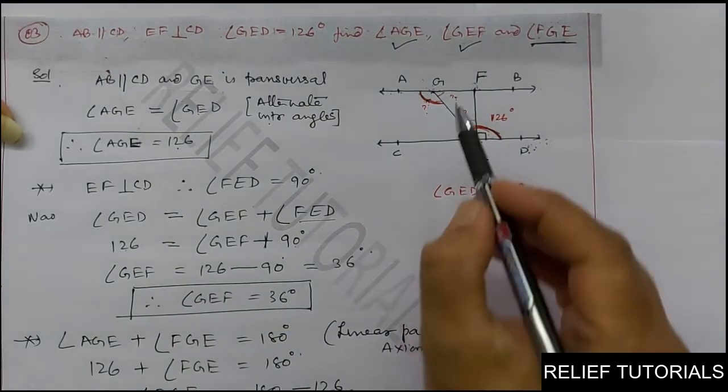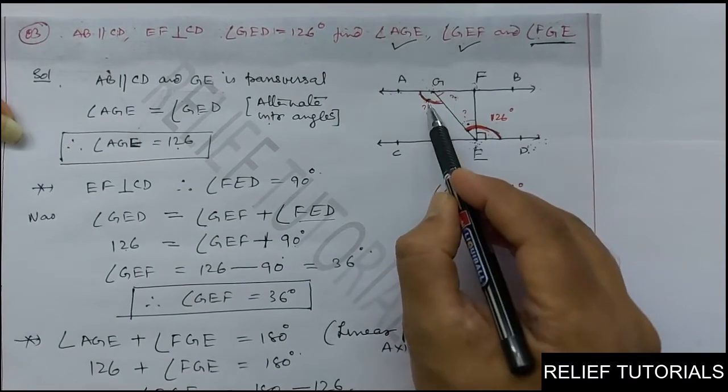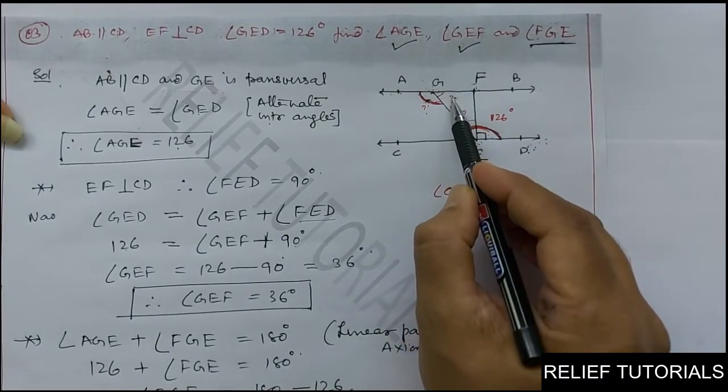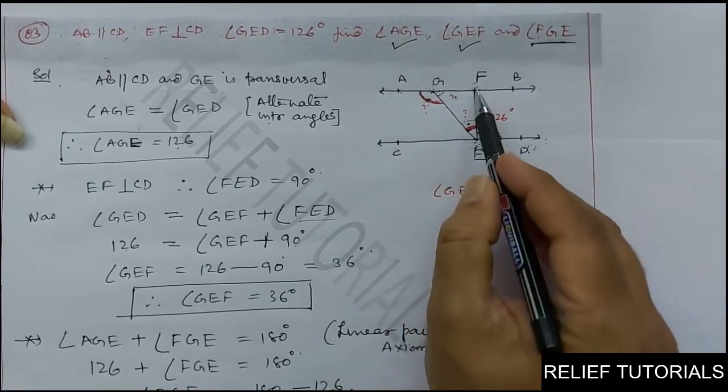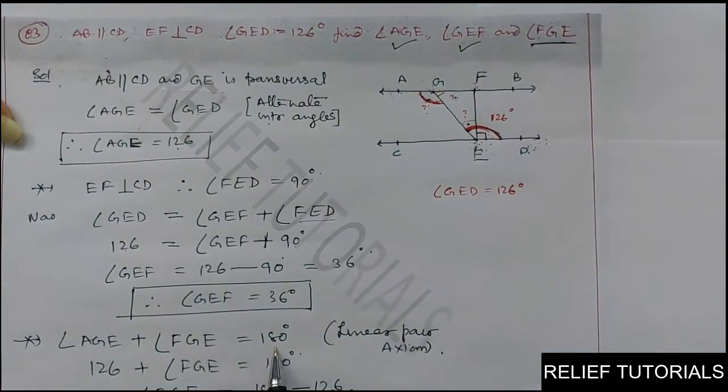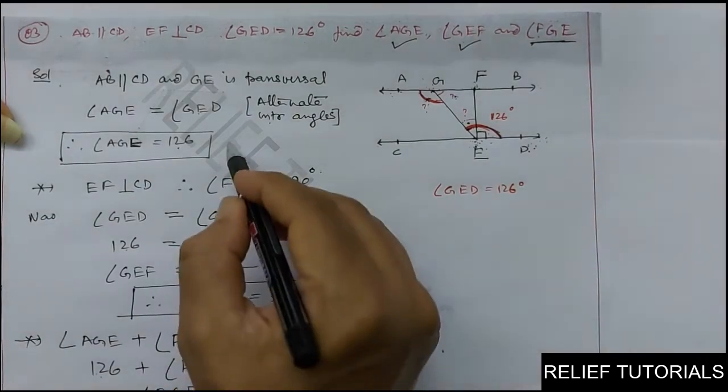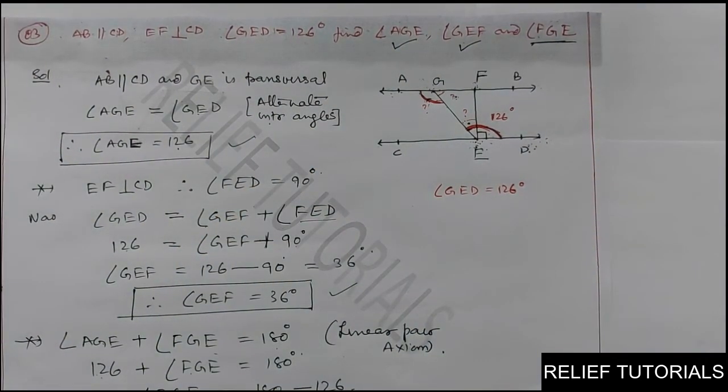Now you look at these two angles, they are a linear pair of angles. This is 126 and you have to find this angle. So total is 180. So AGE plus FGE is equal to 180. AGE is 126, so FGE is 180 minus 126, that is 54. So in this way we have found all the three angles. This is question number 3.